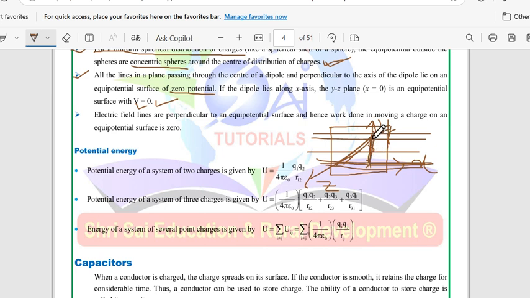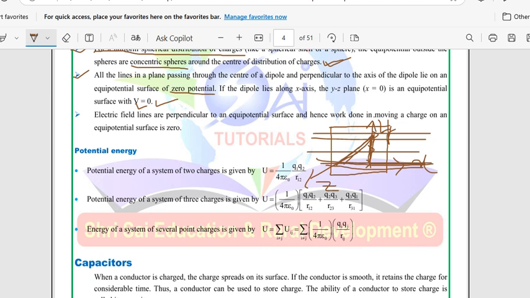So in the case of a uniform electric field, equipotential surfaces are planes. In the case of point charges, equipotential surfaces are concentric spheres. See, the electric field lines are always perpendicular to the equipotential surface, so the electric field intensity will always be perpendicular to the equipotential surface.